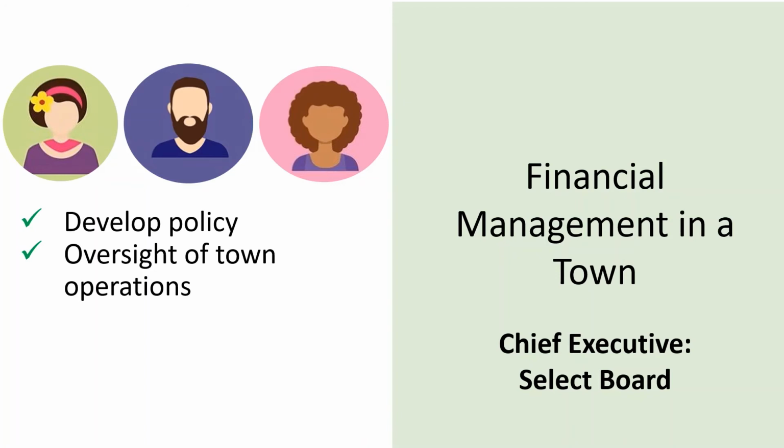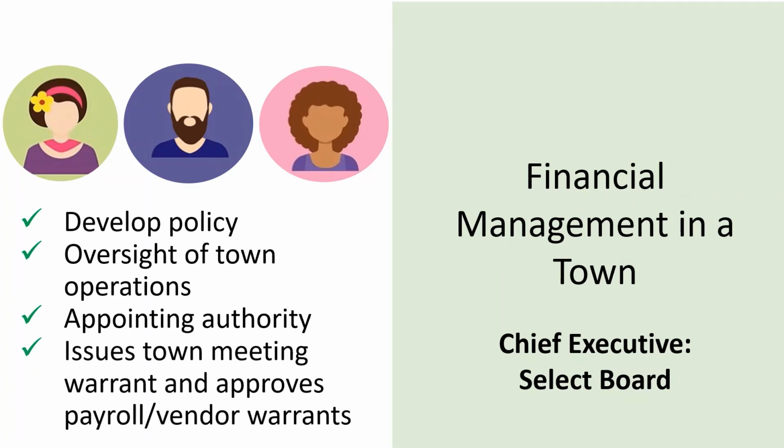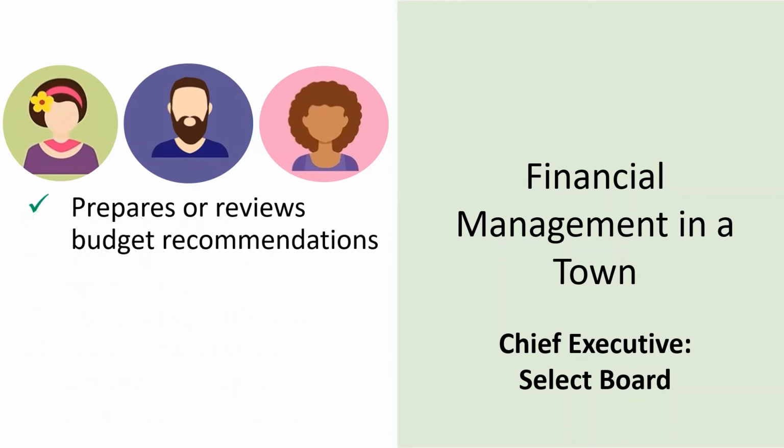The select board appoints certain officials in the town, whether it be in accordance with state statute, a charter provision, or local bylaw. The select board issues town meeting warrants and negotiates collective bargaining agreements for all departments, except schools, and approves vendor and payroll warrants for payment by the treasurer. The select board also prepares or reviews budget proposals for town meeting approval.